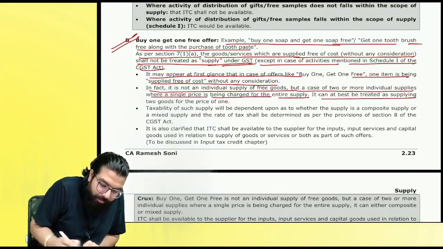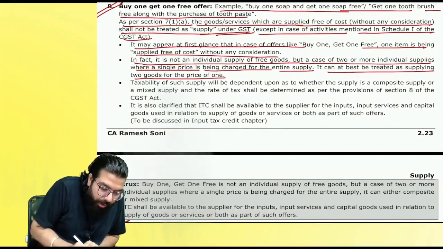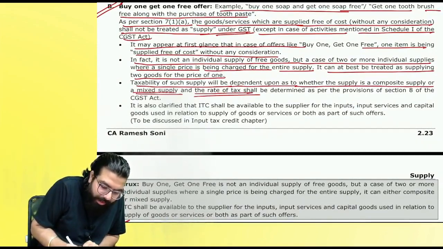It can be at best supplying what? Two goods for a single price. Taxability of such supply will depend upon whether the supply is a composite supply or a mixed supply, and the rate of tax shall be determined as per Section 8.